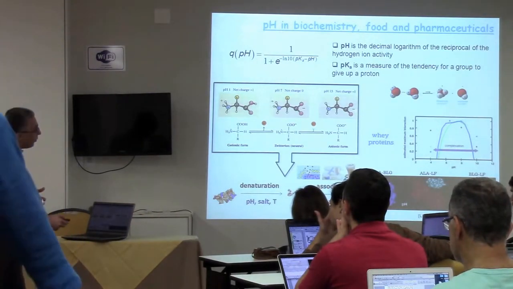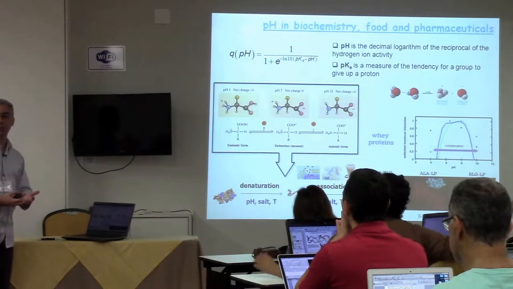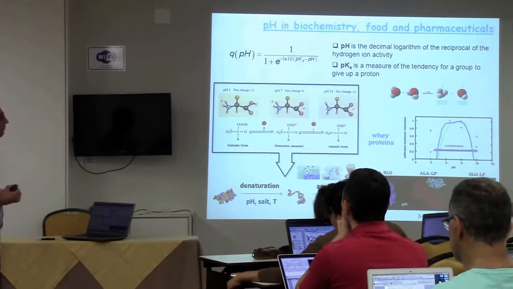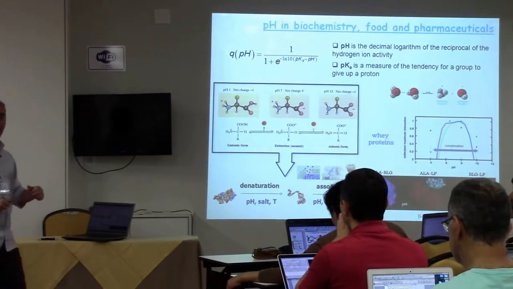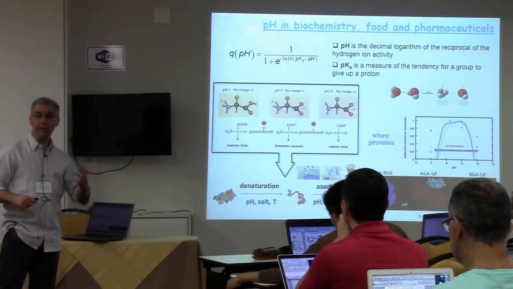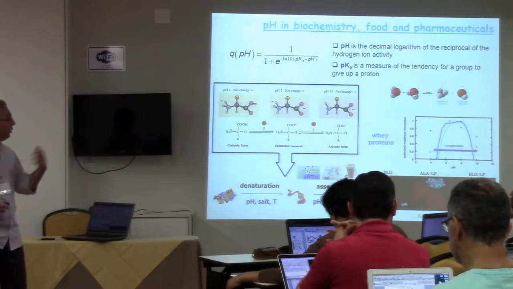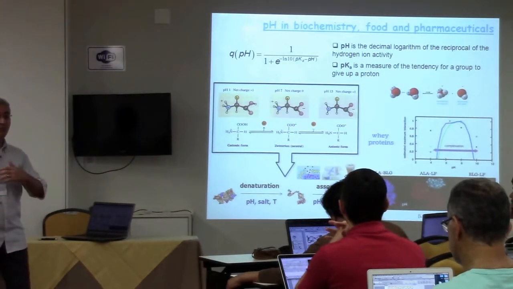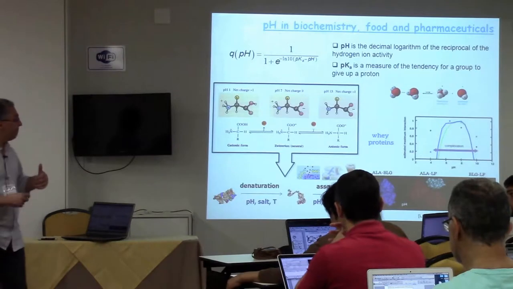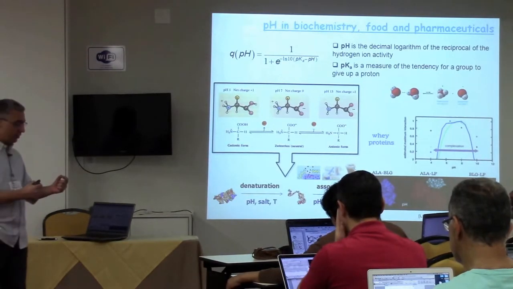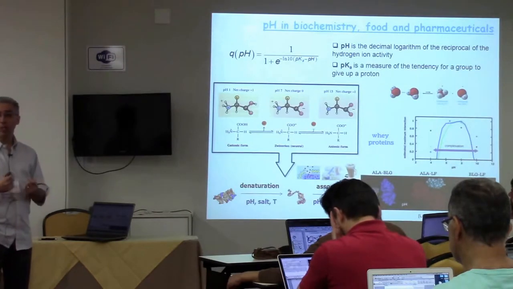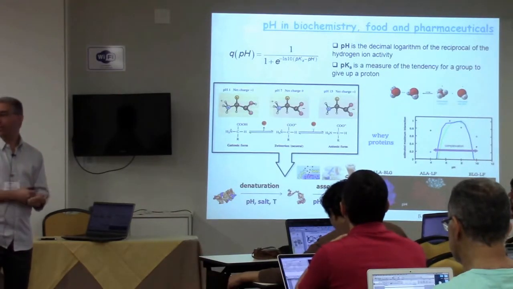For instance, this is one practical result that we can get out from our simulations, as I mentioned, for the food community. For instance, they use these whey proteins for soft drink production. They use these for milk powders, infant formula, and many, many other applications. So they would like to know how much they can control pH and how much salt they can put in the system in order to prevent aggregation.